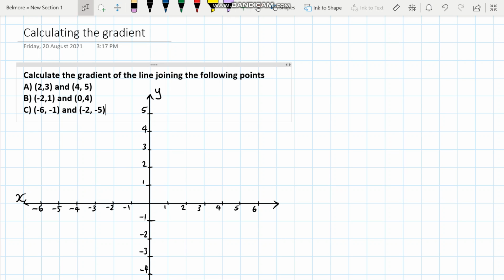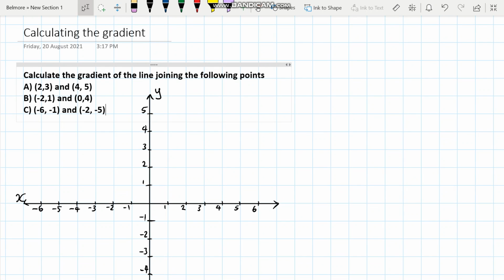And then part C asks, gets the point going from (-6, -1) to the point (-2, -5). Now there are two ways that we can go about solving this. I'm going to show you both ways for all 3 points, and you can decide which way works best for you. So the first way that I'm going to look at is to actually draw the line, so we can visualize it and we can calculate the gradient going from there.